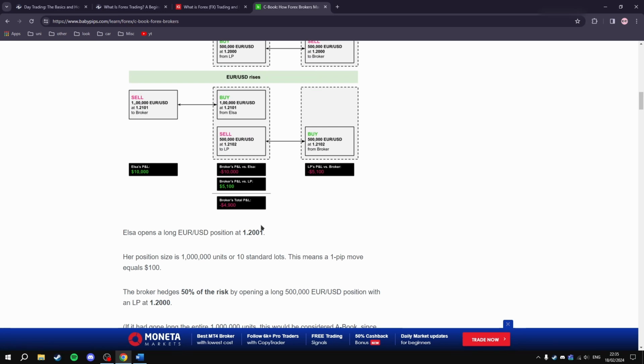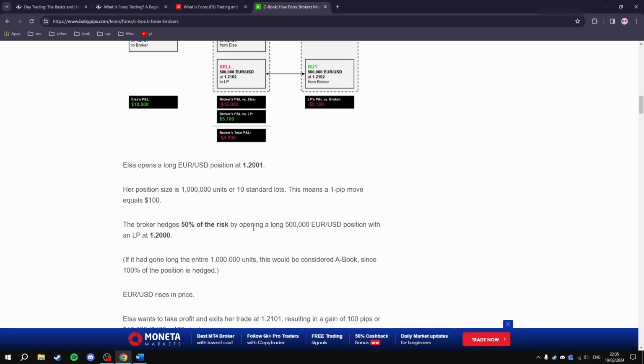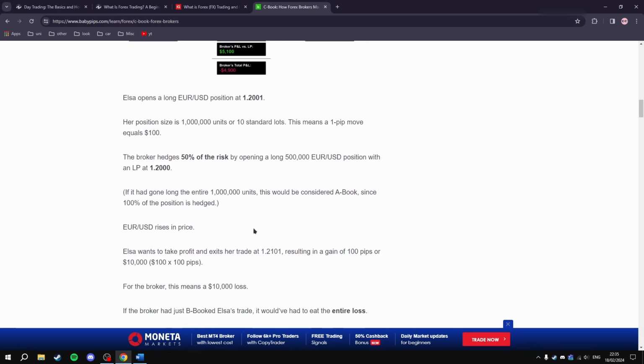Elsa opens a long Euro USD position at 1.2001. Her position size is 1 million units or 10 standard lots. This means a 1 pip move equals $100. The broker hedges 50% of the risk by opening a long 500,000 Euro USD position with a liquidity provider at 1.2. If it had gone long the entire 1,000,000 units, this would be considered A-book since 100% of the position is hedged. Euro USD rises in price.